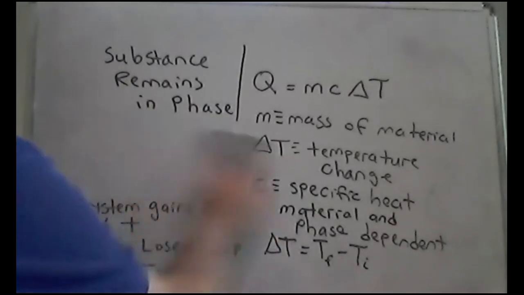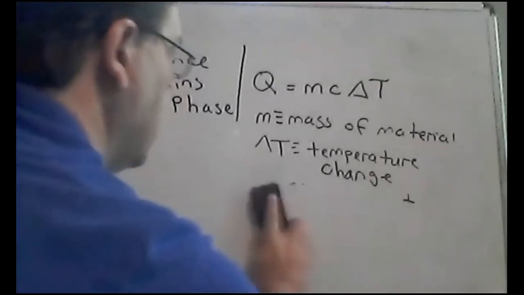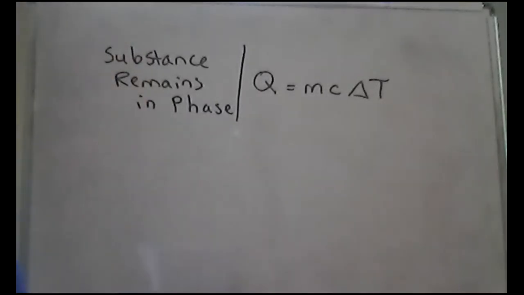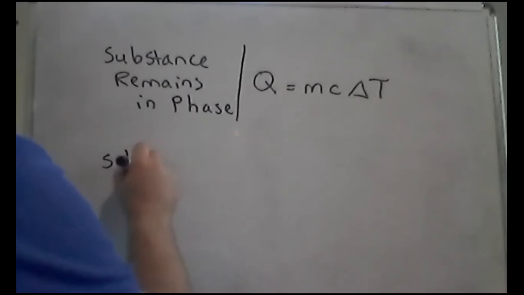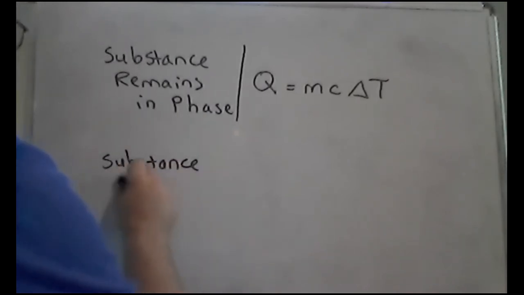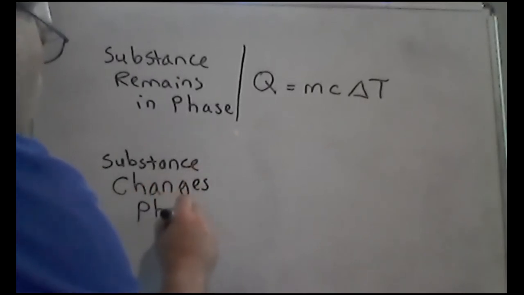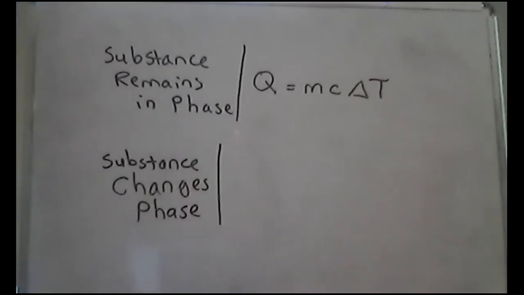Now, we can also have a situation where the substance actually changes phase. That is, it goes from solid to liquid in the form of melting, or liquid to solid in the form of freezing, goes from liquid to gas in the form of evaporation, or vice versa, gas to liquid in the form of condensation. Now, as I said, this is a very expensive process energetically. And it's given by the following formula.